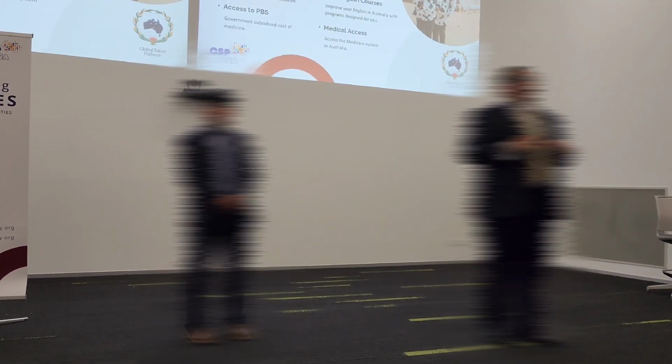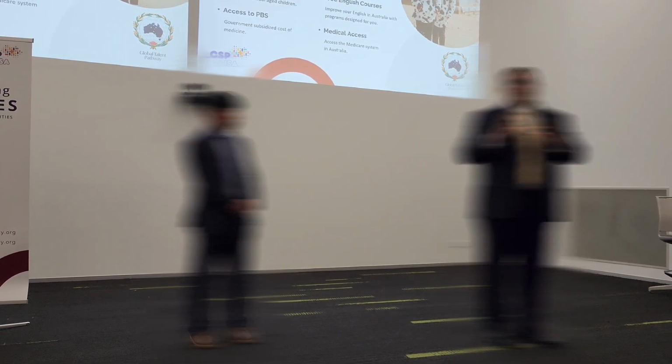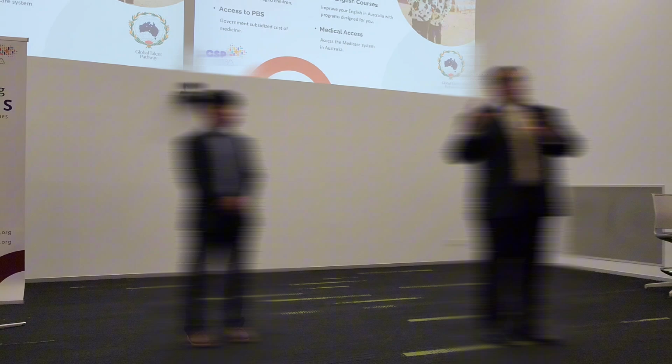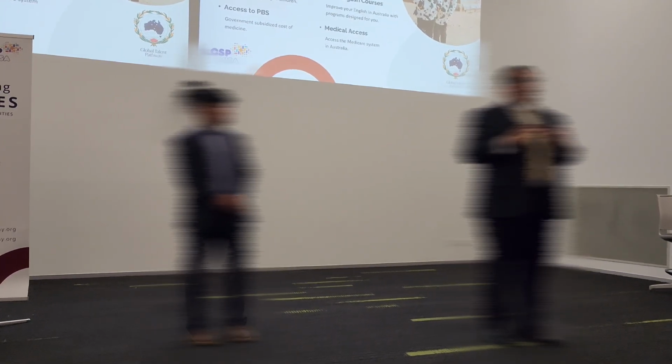Okay. So the CSP visa is a refugee visa where the Department of Immigration and the federal government put all of the obligations upon community organisations and Australian citizens and Australian residents to help in the resettlement of refugees into Australia.